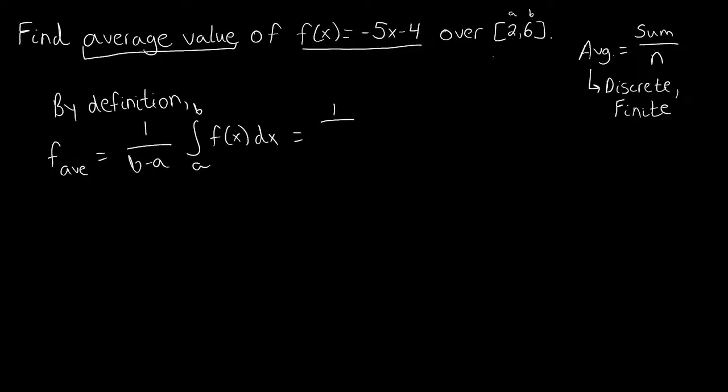So here we're going to have 1 over 6 minus 2, which evaluates to 4, and that's times the integral from 2 to 6 of negative 5x minus 4. So now our function's average value is given to us by this thing. Actually, before I say this, I have to make sure that we include the dx. Okay, so now we have 1/4 times this integral, which is going to give us our function's average value.